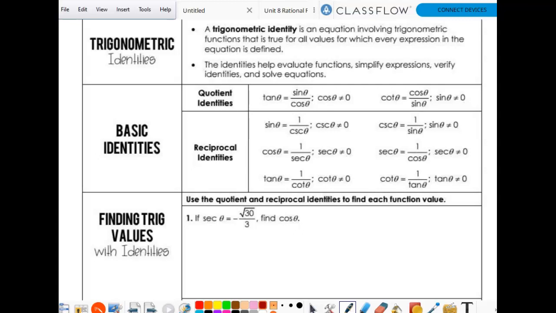Okay, so up here on the board, the formulas that are up here, y'all, these are things we already know. We've talked about this already. Tangent is sine over cosine, and we call it a quotient identity because we're dividing. And then cotangent is cosine over sine. And so my reciprocal identities, y'all, we've done this too. The sine is the reciprocal of the cosecant. The cosine is the reciprocal of the secant, and the tangent is the reciprocal of the cotangent. Okay? So we've talked about all of these already.